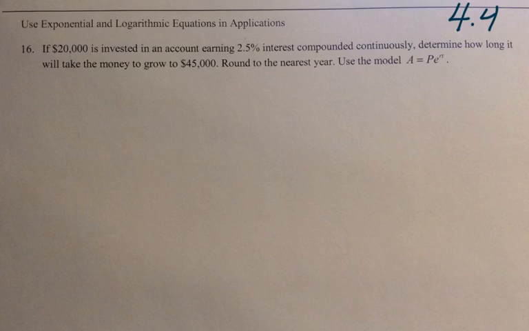solve these application problems. The first question that we have is, if $20,000 is invested in an account earning 2.5% interest compounded continuously, determine how long it will take the money to grow to $45,000. Round your answer to the nearest year. That's going to be the whole place, like the ones place, the whole number. Use the model A equals Pe^(rt).